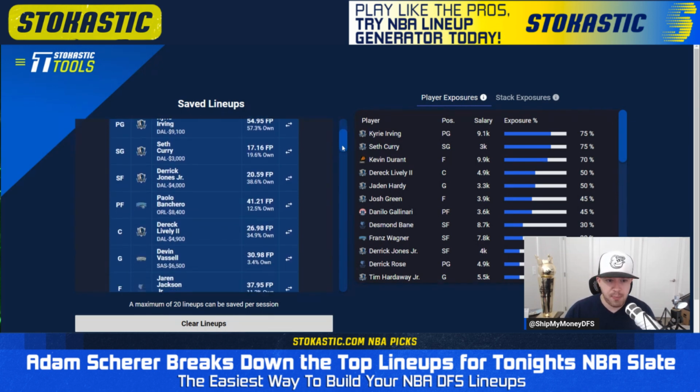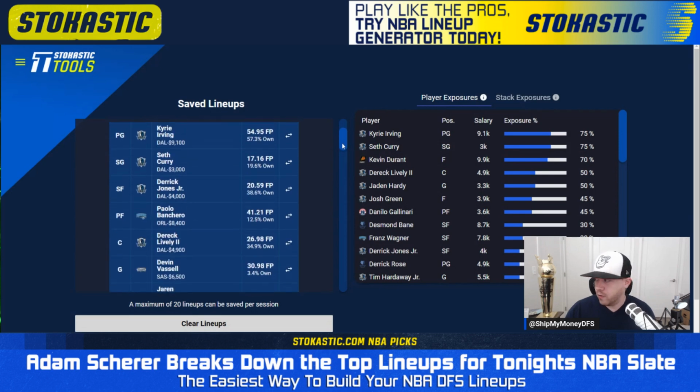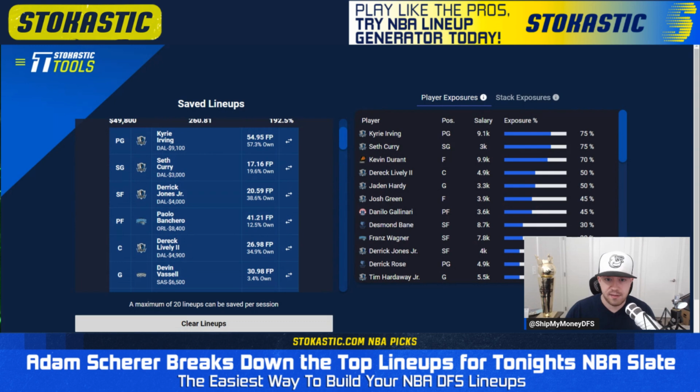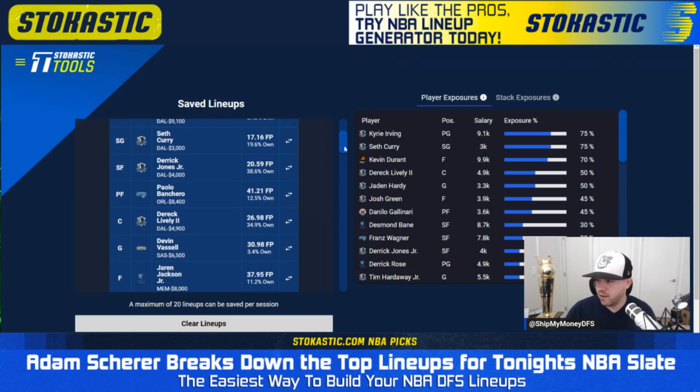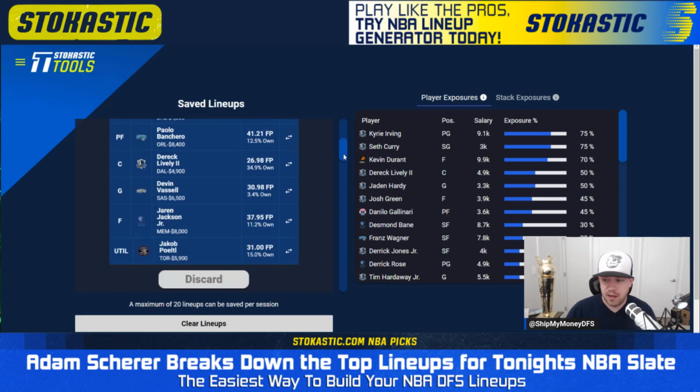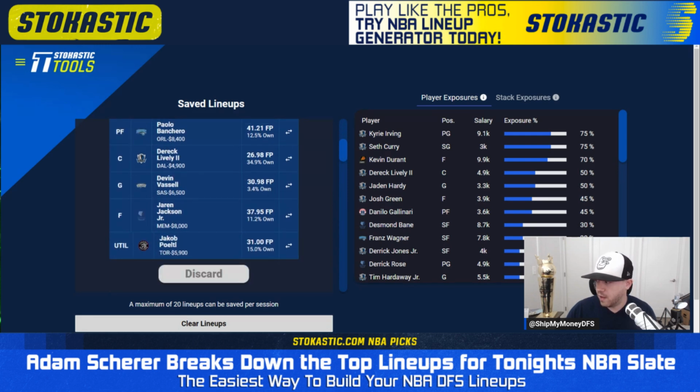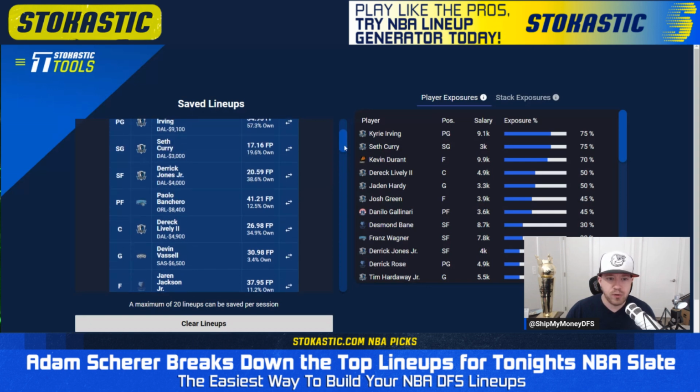But looking at the most popular players on the slate, Josh Green is projected for 65 to 66% ownership. He is not in this lineup. So it's already different than 65% of the field. Tim Hardaway Jr. is not in this lineup. He's projected for 39% ownership. So it doesn't have him. Derrick Rose, 36% ownership, not in this lineup. Kevin Durant, 26%. Grant Williams, 22%. None of those guys are in this lineup.